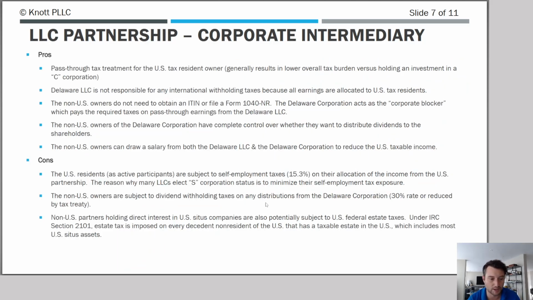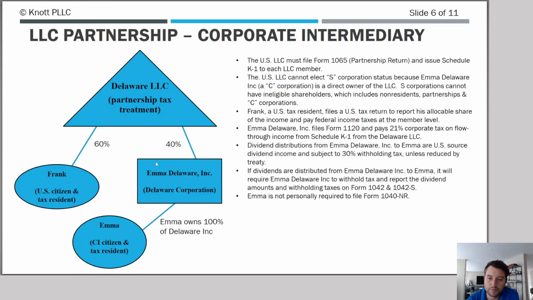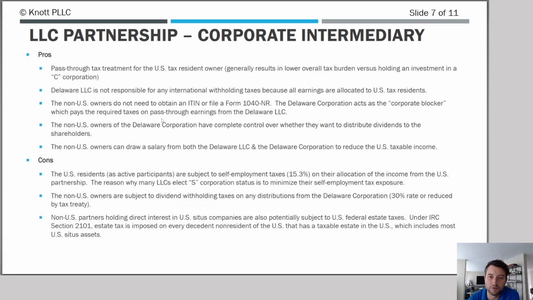So what are the pros and cons of this one? Well, the pros is we get back to a pass-through tax treatment for the U.S. resident owner, right? So remember now, because we're back to a partnership treatment, Frank can get his 60% allocation as a pass-through rather than this entity electing to be a C corporation. Now, the Delaware LLC, because it's a partnership and its two owners are both U.S.